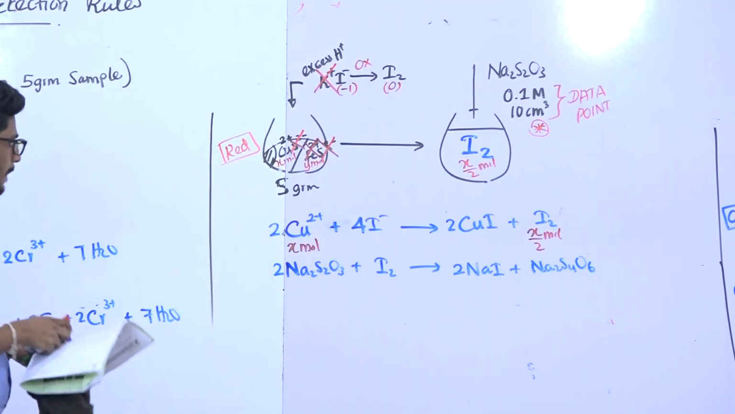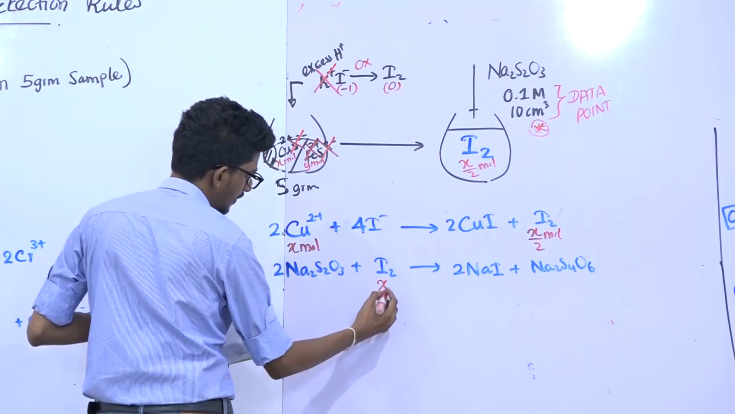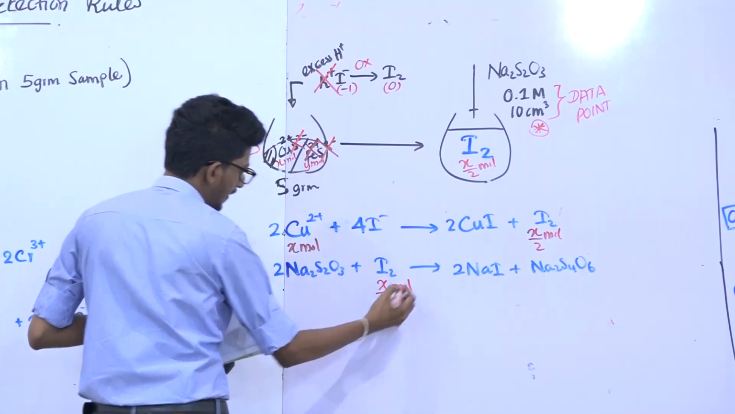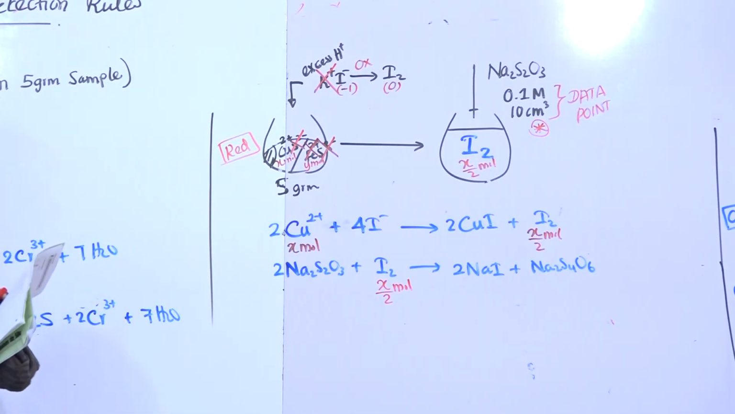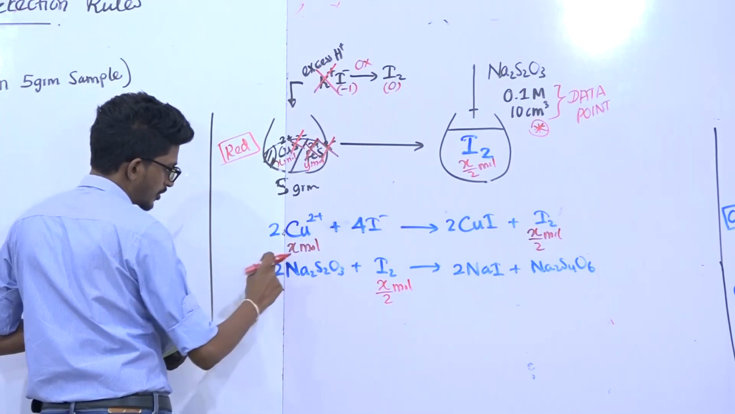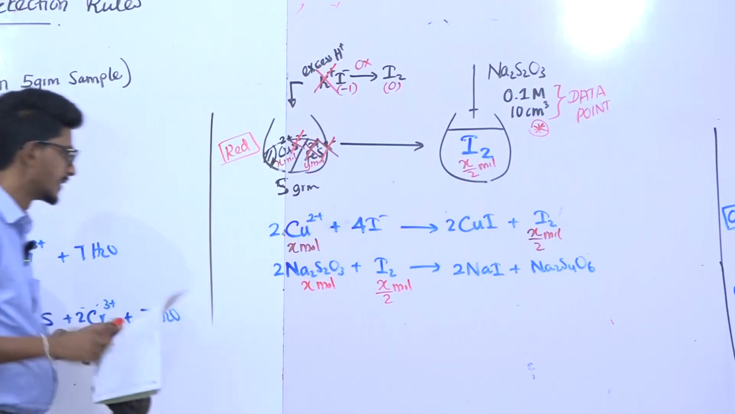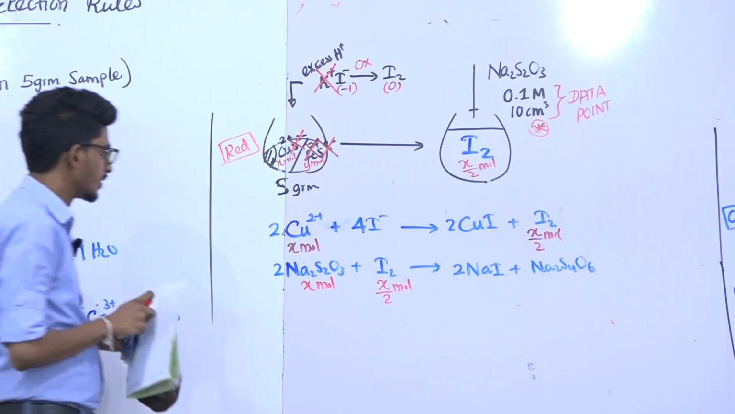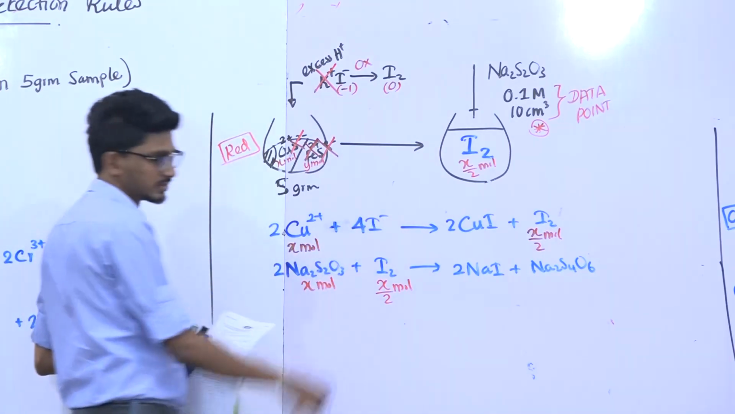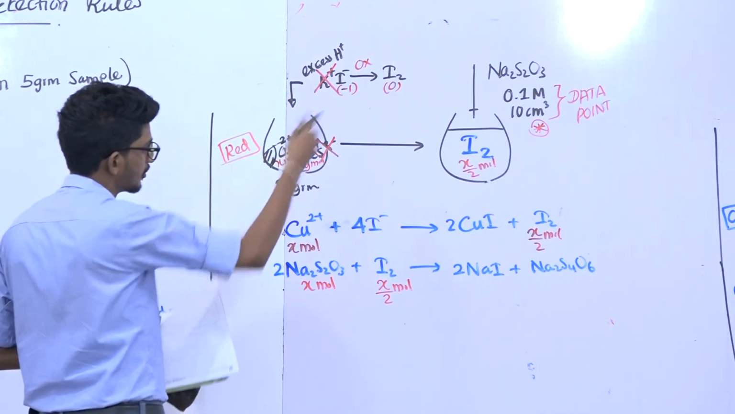So you have x over 2 moles of I2, which has been produced by the reaction of I minus with Cu2 plus. That will give you x moles of sodium thiosulfate, in a 1 to 2 ratio. So we have brought your unknown towards your data point, sodium thiosulfate. Now let's come up with the second simultaneous equation, that is for the number of moles of sodium thiosulfate.